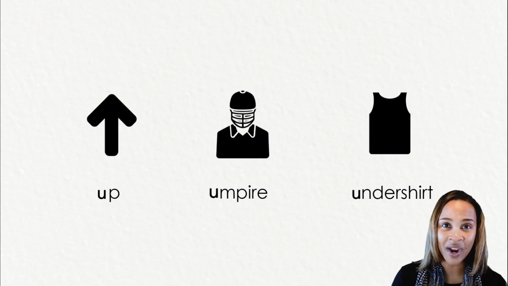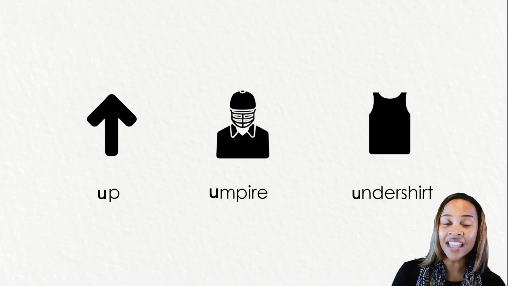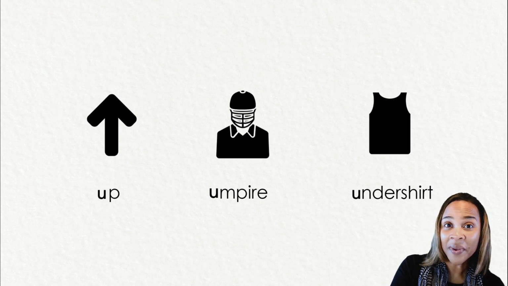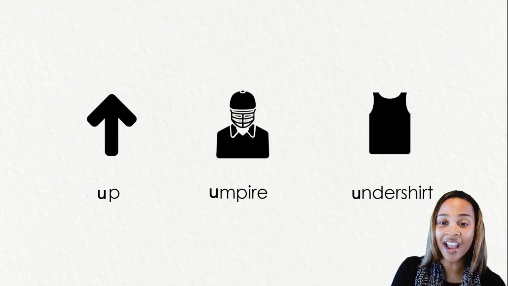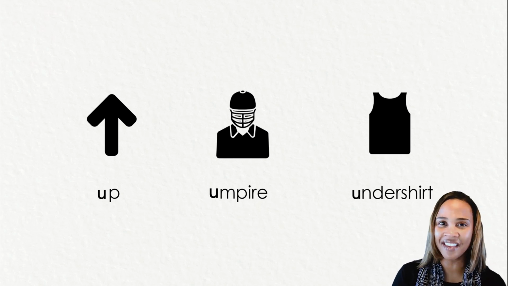I thought of some words that make the u sound like an umbrella. I thought of the words up, umpire, and undershirt. All of these words begin with the letter U and they make the u sound, just like an umbrella.